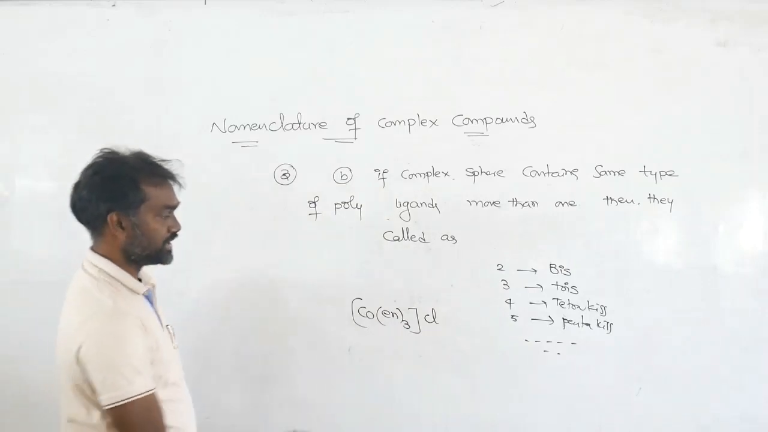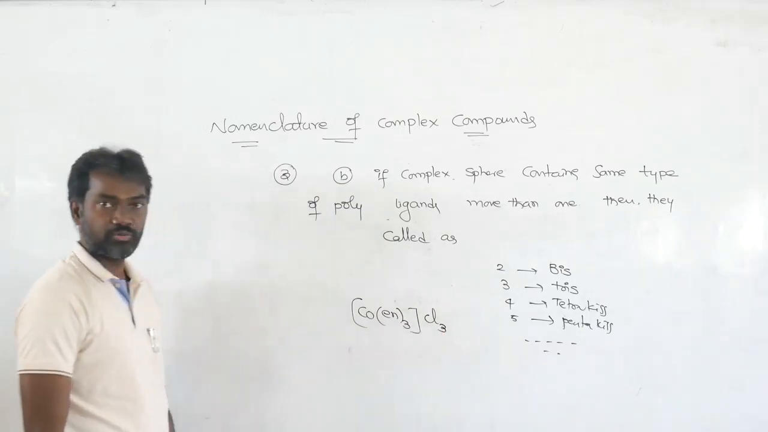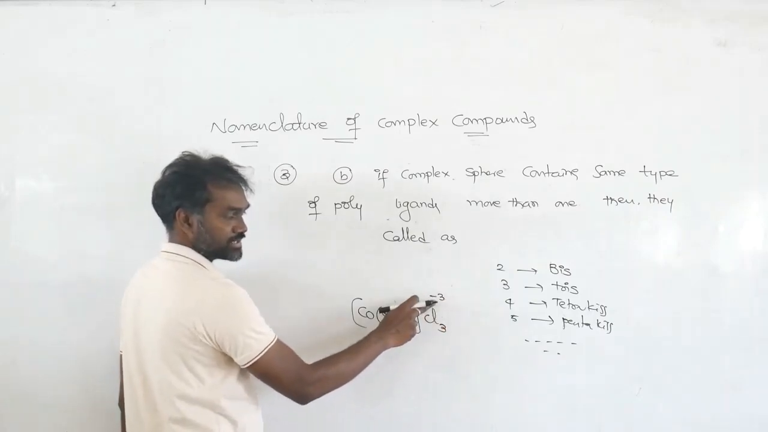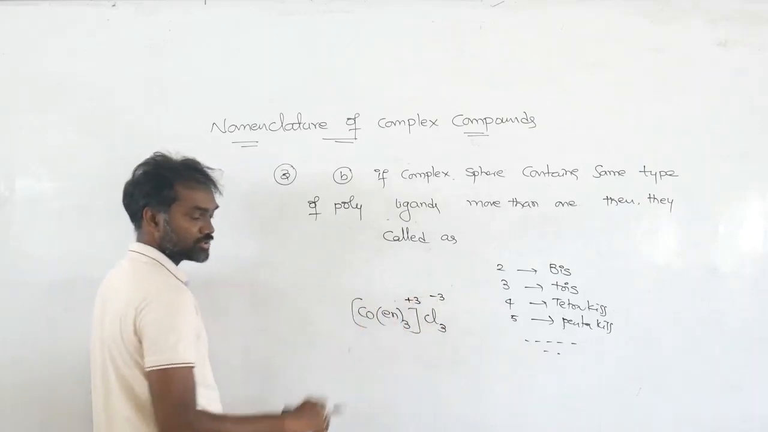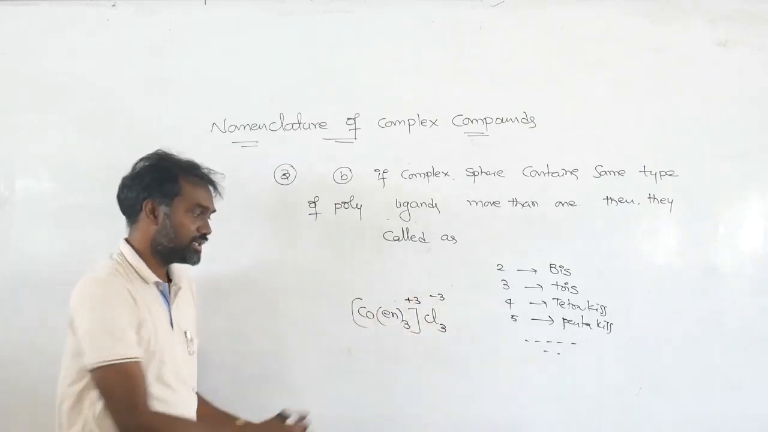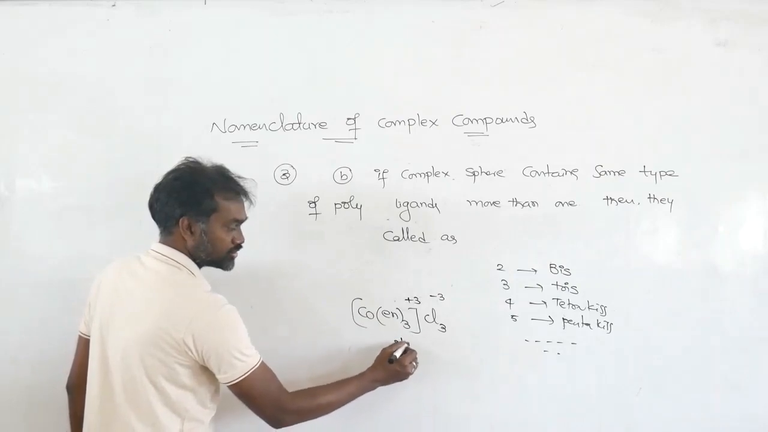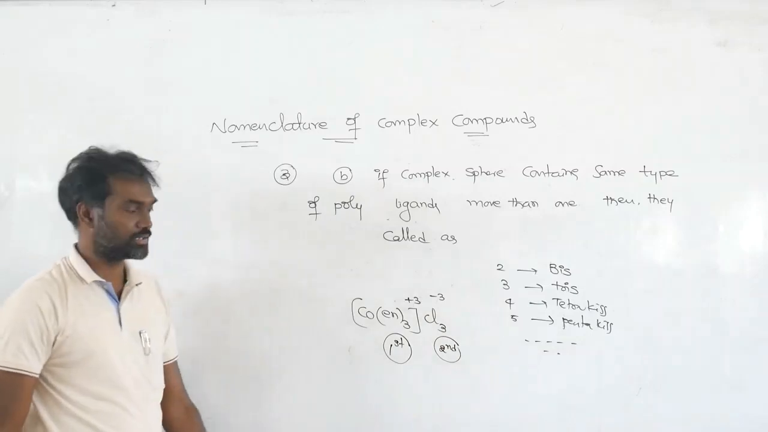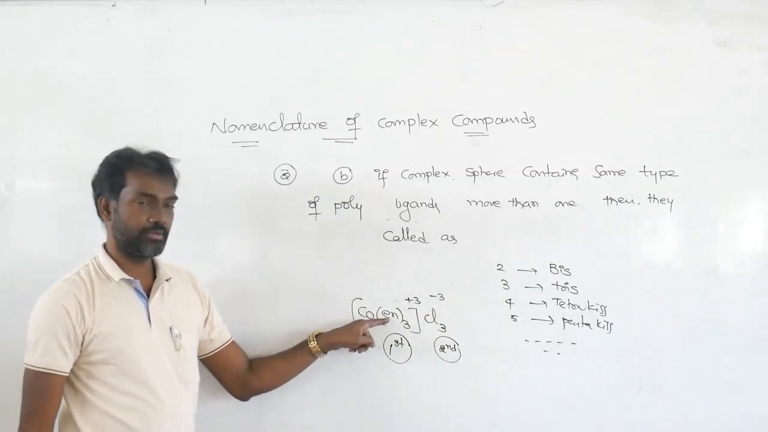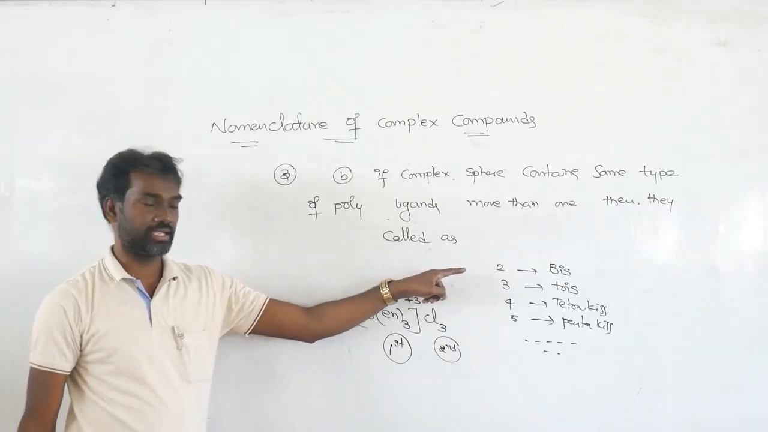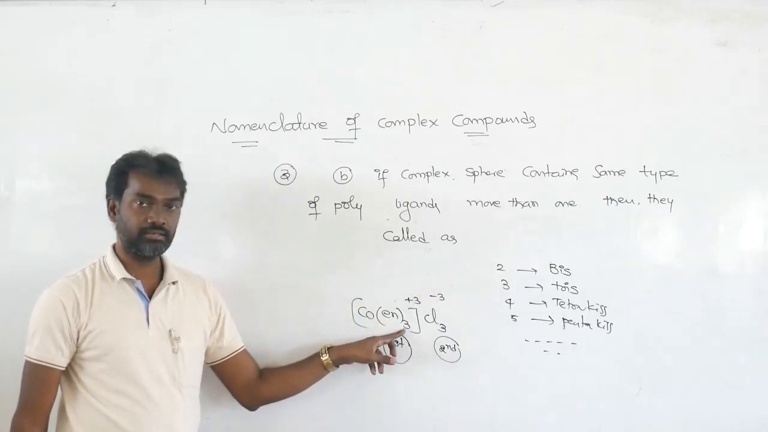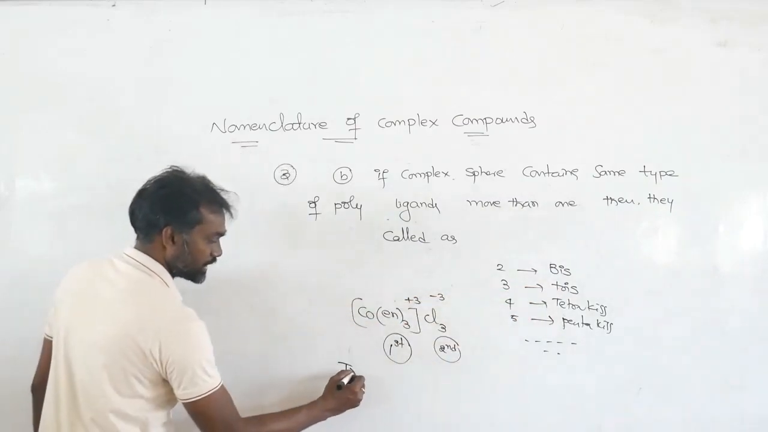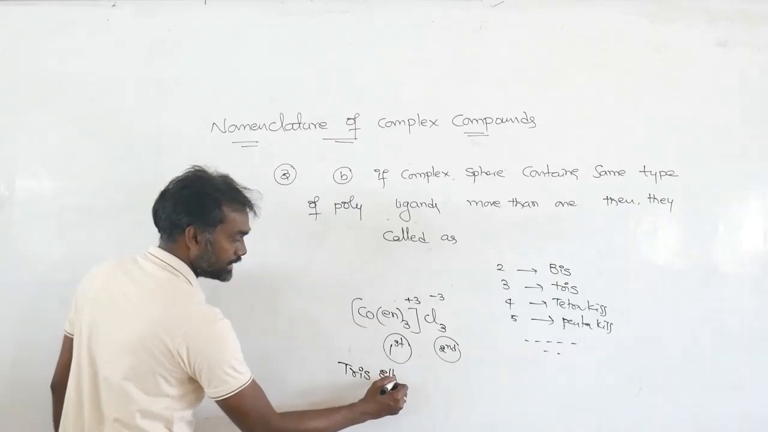Now if you see which one is positive and which one is negative. The chlorides are outside, 3 chlorides, 3 negative charges; the complex contains a positive charge. So first we discuss the complex sphere, the positive charge, and next the negative charge. Ethylene diamine is a bidentate ligand. How many are there? 3 are there, which means you can write tris. So you write tris ethylene diamine.